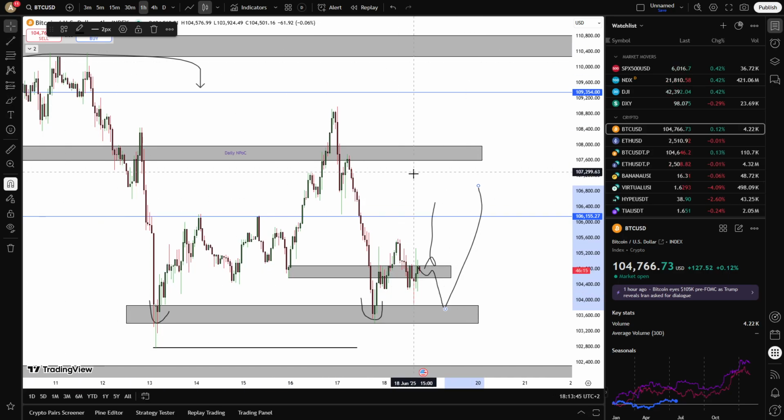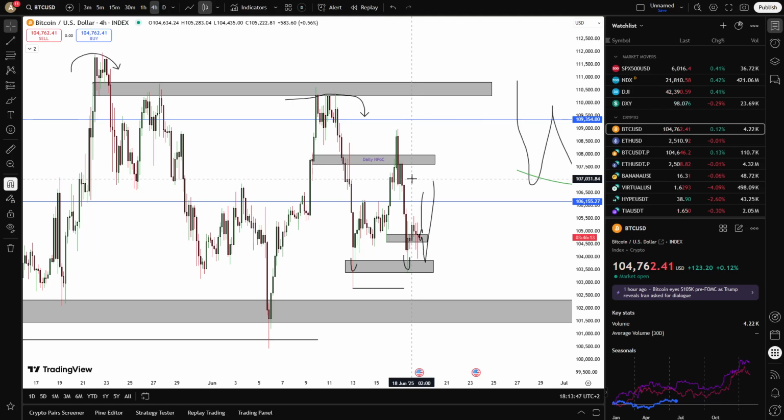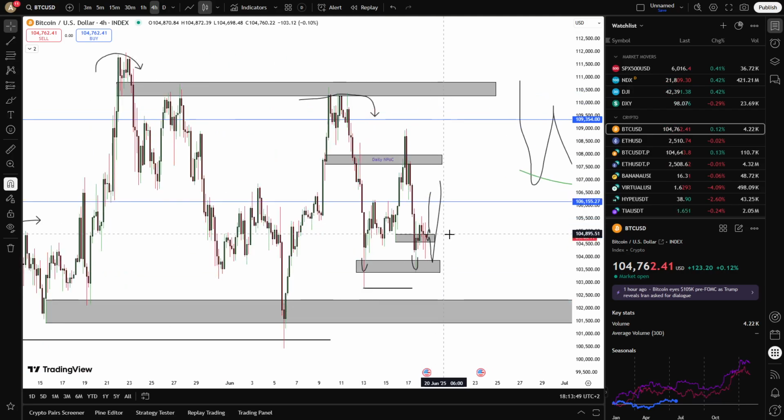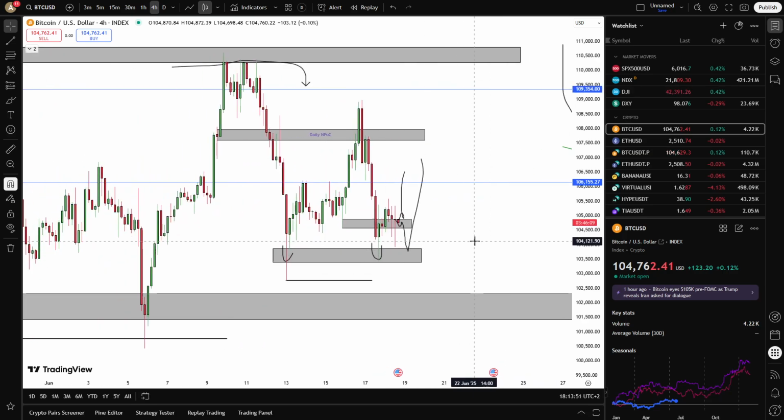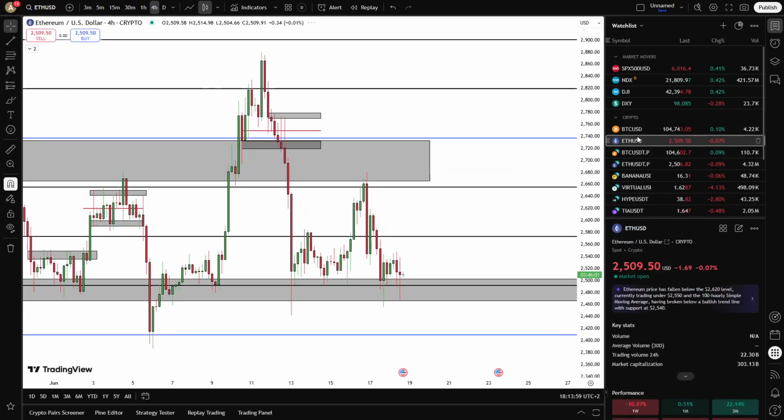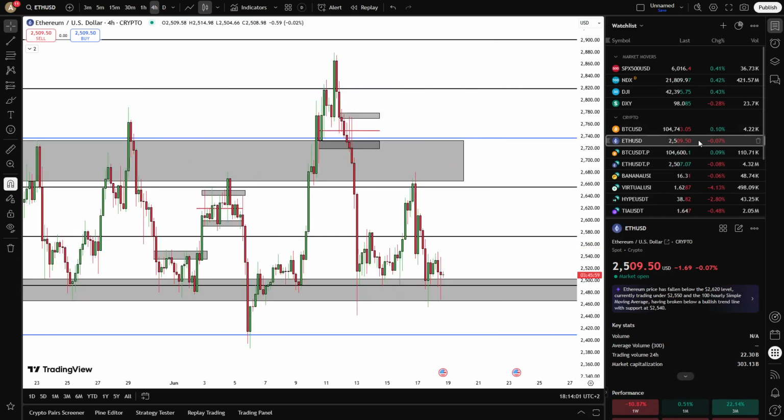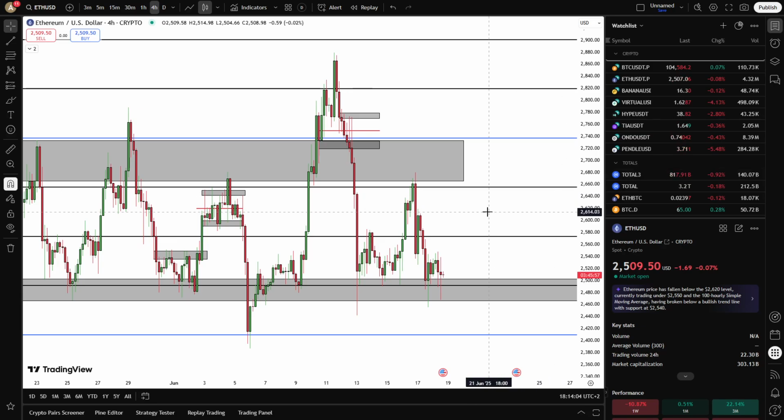And when we look at those higher time frames, we simply see quite the same. So this really is your crucial level on the lower time frame and on the higher time frame. So with that having said, let's get into ETH. ETH has been just consolidating.